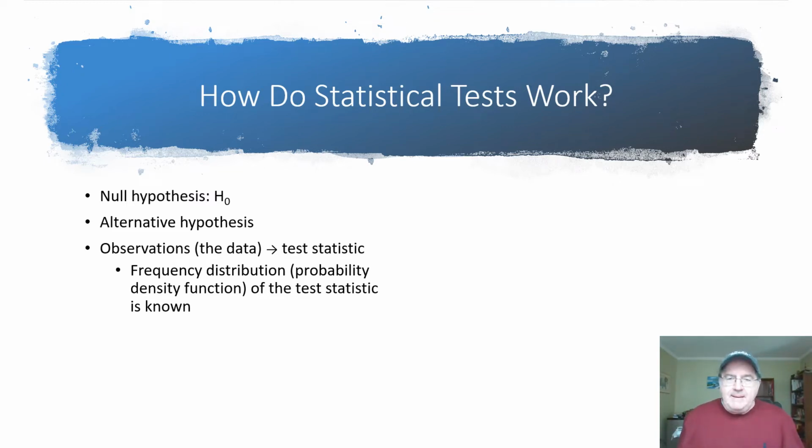and then you design the experiment such that the data you gather is appropriate for a particular test statistic. So you're going to take your data and derive from that a test statistic. And that test statistic, let's see how many times I can say it without stumbling, is something for which you know the frequency distribution, or what the statisticians call the probability density function of that test statistic.